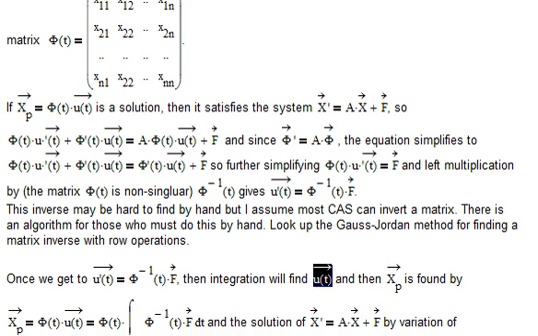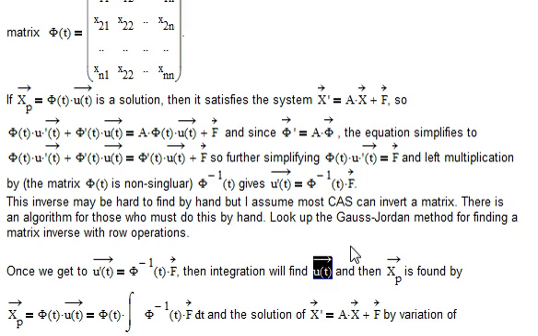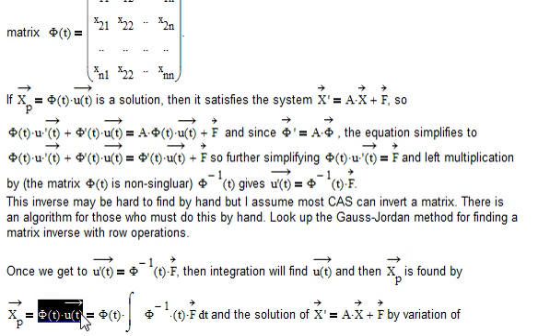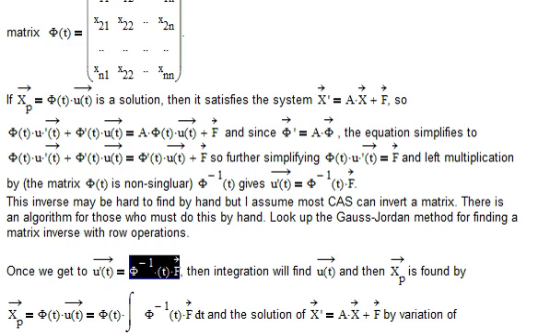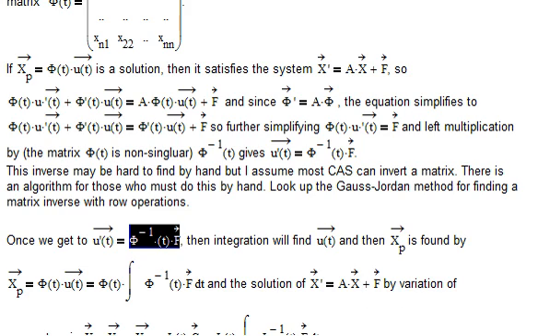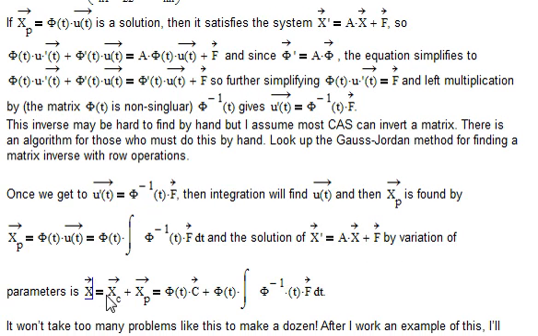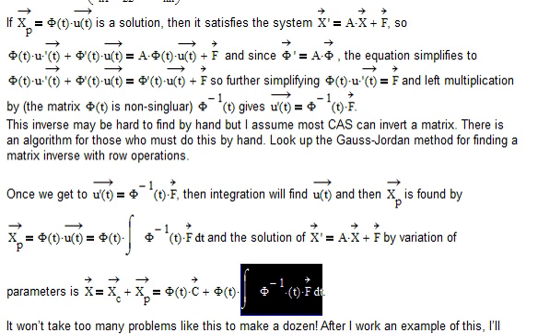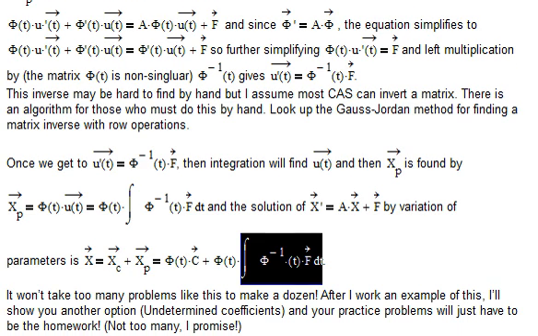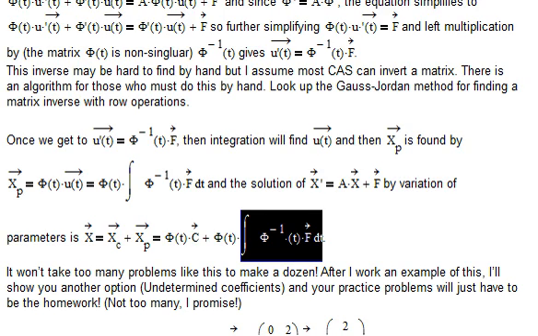And xp, recall, xp was our fundamental matrix times some u. So that means our fundamental matrix times, and here's how we find u, by integrating this, right? So the solution of x prime equals ax plus f by variation of parameters is the complementary solution, or the solution of the homogeneous if you want to call it that, plus a particular solution xp, which is phi of t times the integral of phi inverse of t times f. That's going to be complicated, and it won't take too many of these to make a dozen. And so we'll do an example next.